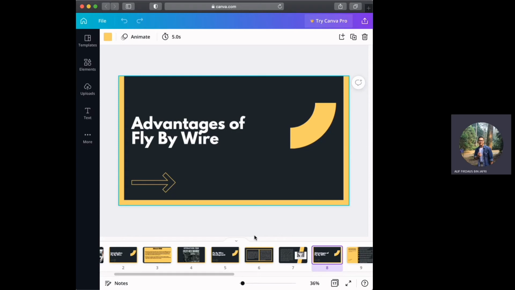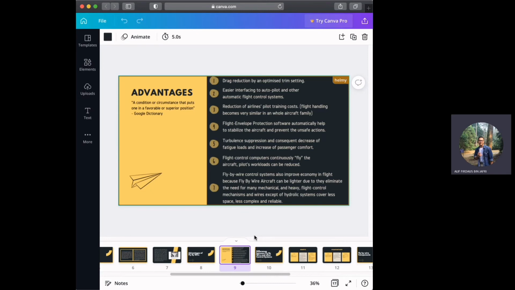Assalamualaikum, my name is Ali Firdaus bin Jafri, and now I'm going to present about the advantages of fly-by-wire. So, the advantages of fly-by-wire: first, drag reduction by an optimized trim setting, and easier interfacing to autopilot and other automatic flight control systems. The third one is reduction of airline pilot training costs. Flight handling becomes very similar across a whole aircraft family.